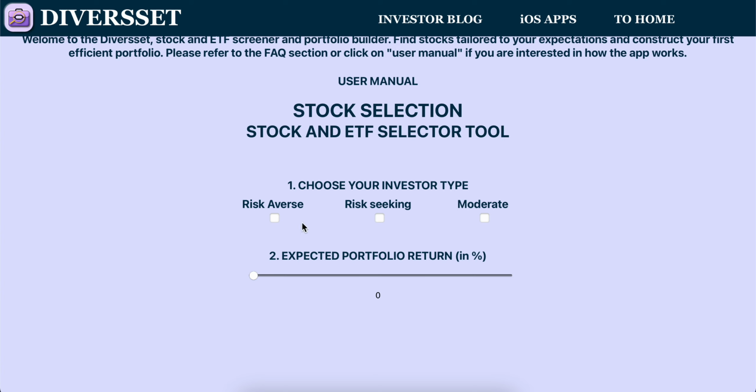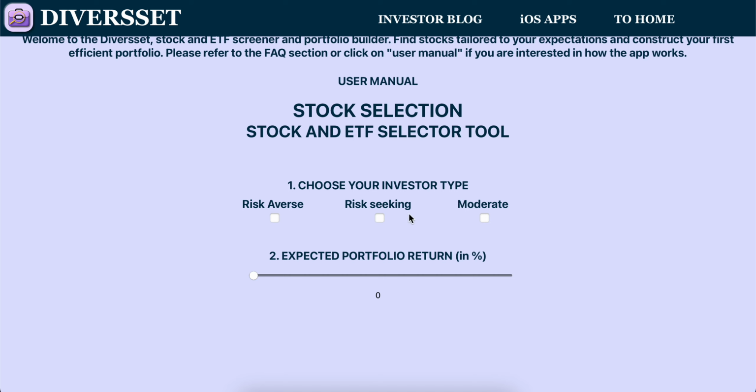The risk averse investor is someone who wants to lower his risk. The risk-seeking investor wants higher risk instruments and higher return instruments. Of course, he's expecting higher return. And the moderate investor is someone who unites the risk aversion and risk seeking.